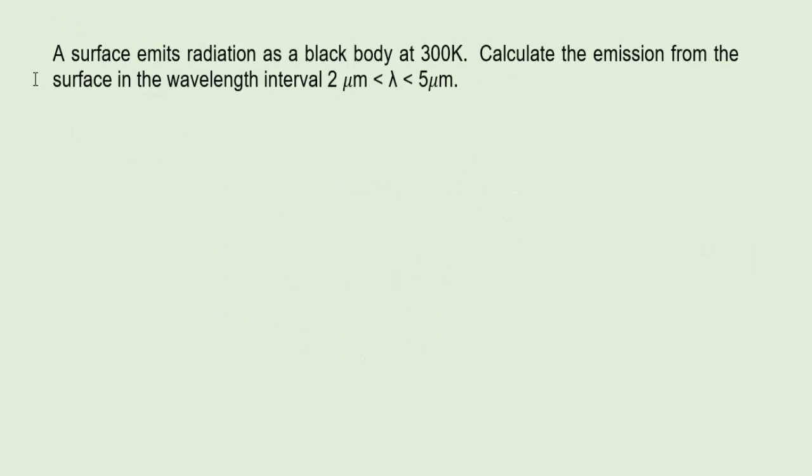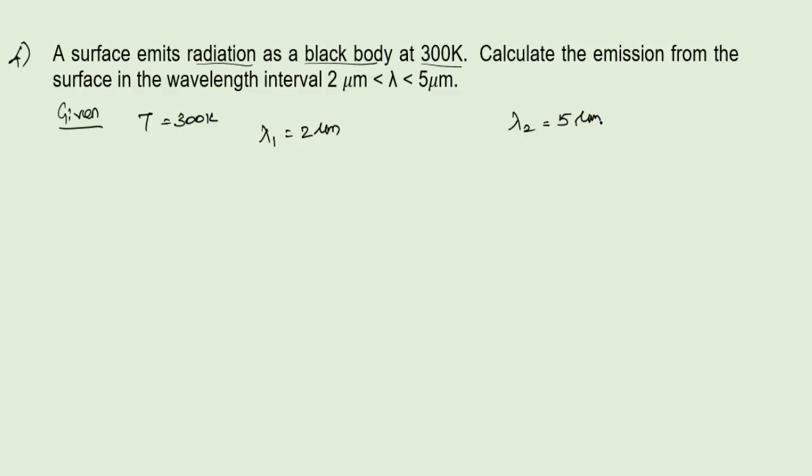Okay, so go to the next problem. This is problem number 4. A surface emits radiation as a black body at 300 Kelvin. So in the given data, first write temperature T equal to 300 Kelvin. Calculate the emission from the surface in the wavelength interval between 2 micron and 5 microns. So lambda 1 I am substituting as 2 microns and lambda 2 as 5 microns. So you have to find the values in this interval.